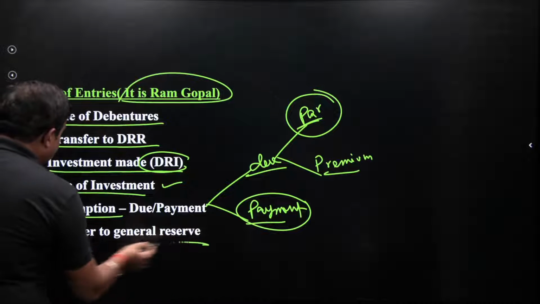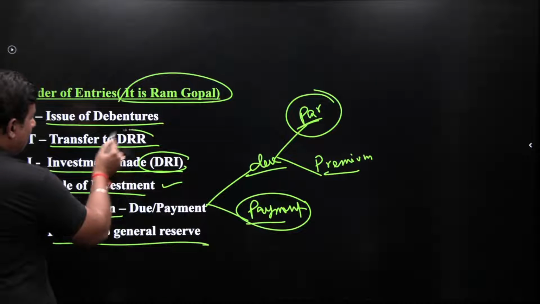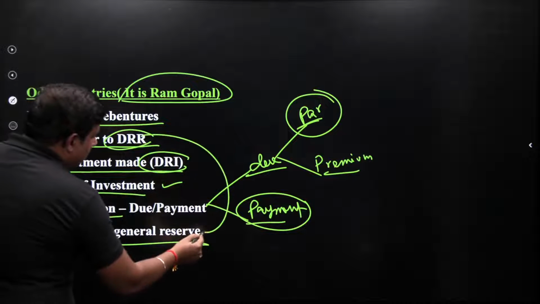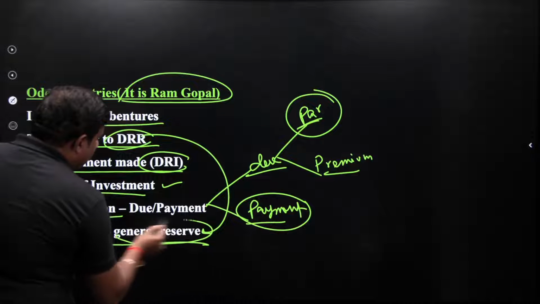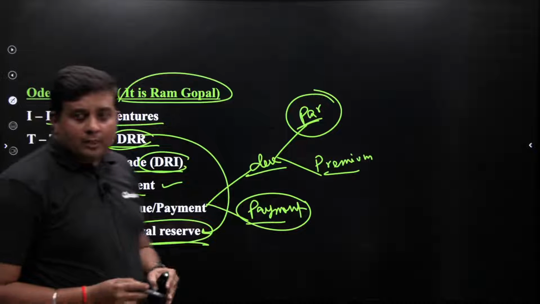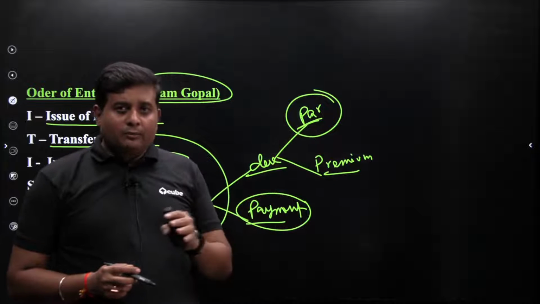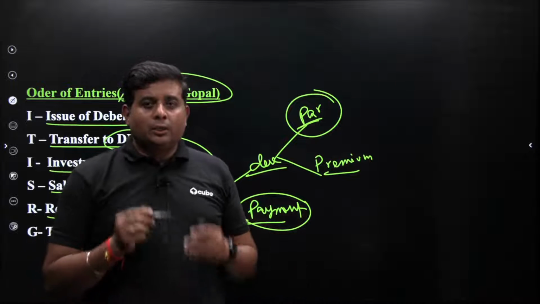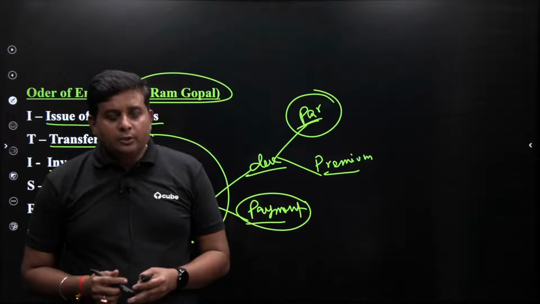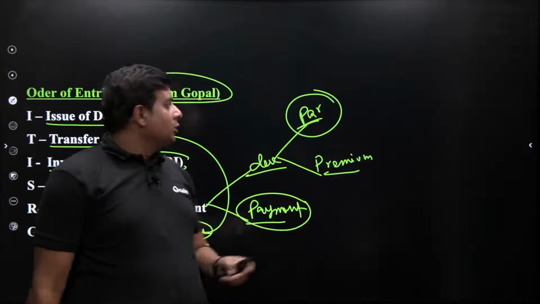And at the end, whatever DRR has been created is transferred to the general reserve, while passing all the entries. So this would be your last entry, to transfer the DRR into the general reserve. All right, so this is the order.